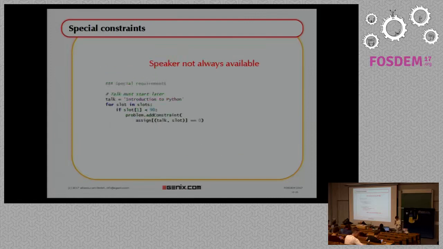And then you have the additional constraints, like, for example, in this case, introduction to Python. That speaker cannot start early in the morning for some reason. Maybe there was a party the day before, I don't know. And then you add this extra constraint, so you basically say, okay, this talk cannot be associated with those slots, and you do that for all the slots that start early, and you say all those have to be 0, so they cannot be assigned.